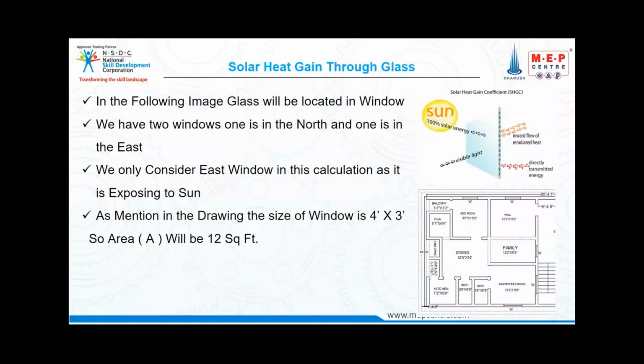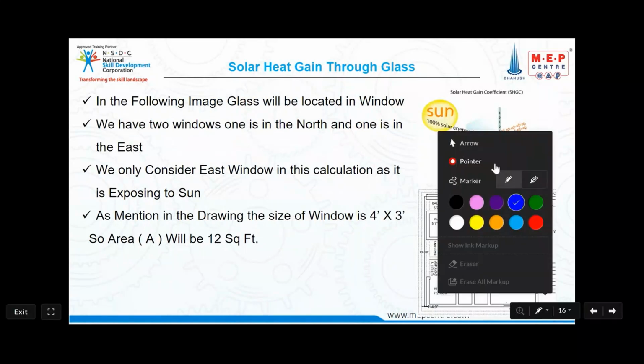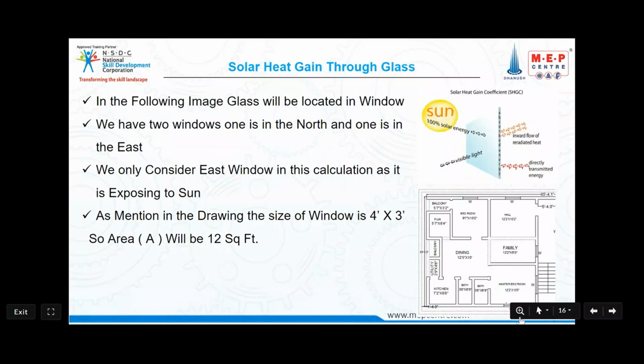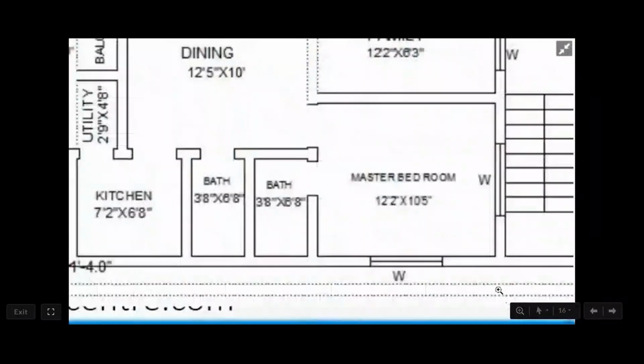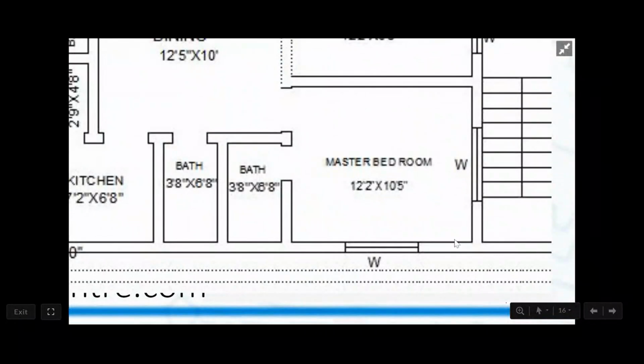So in the following image, glass will be located in the window. Basically, glass will be located in the window only. So where is the window located? This is the window and this is the window. Two windows we have for this master bedroom, right? Okay, we have two windows for the master bedroom.